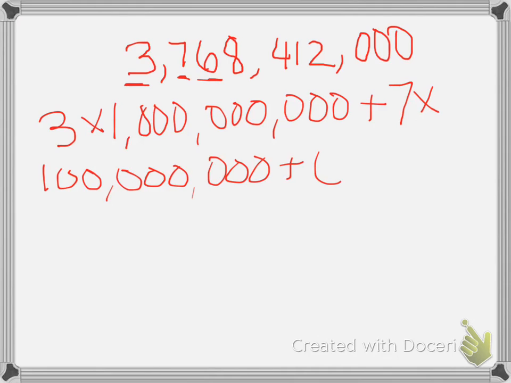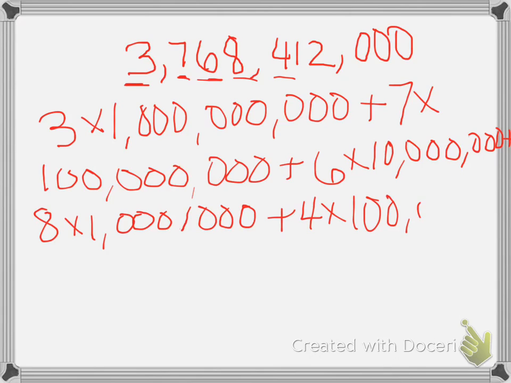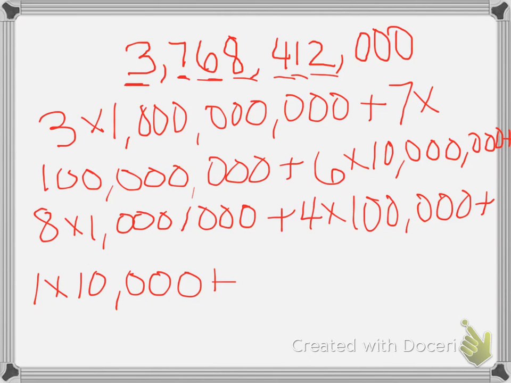Plus, now we move on to the 7, and it's in the 100 millions place. Plus, the 6 is in the 10 millions. Plus, the 8 is in the millions. Plus, the 4 is in the 100,000s. Plus, the 1 is in the 10,000s. Plus, the 2 is in the thousands.